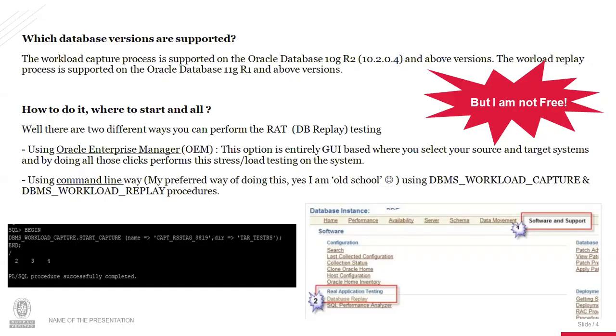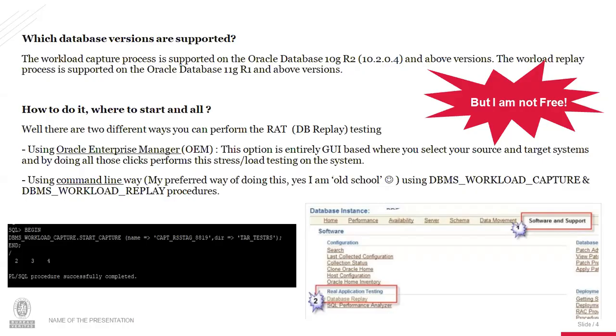Okay, how to do it and where to start at all? There are two different ways you can perform Real Application Testing, the DB Replay functionality. The first is using Oracle Enterprise Manager, the dashboard GUI interface. Anything that is possible using the command line is also possible using the Oracle Enterprise Manager GUI options. And the second is using the command line way. So these are the two screenshots.